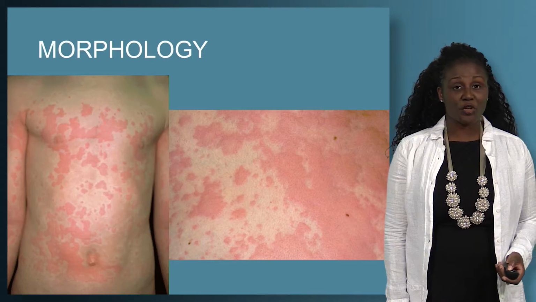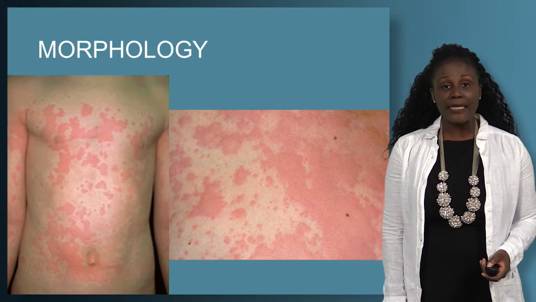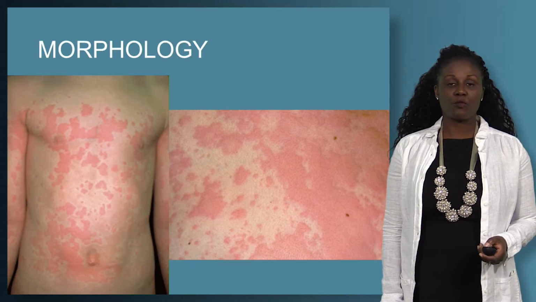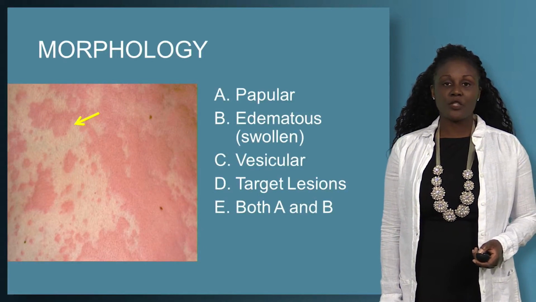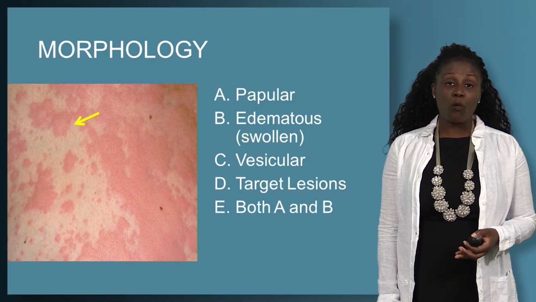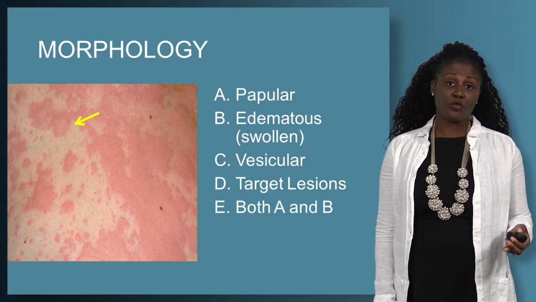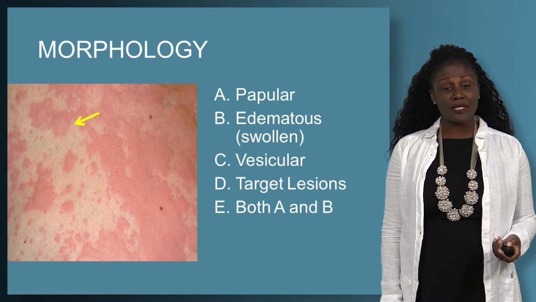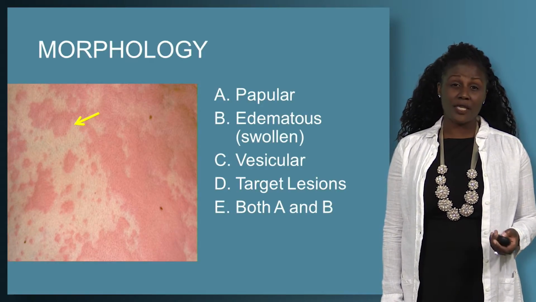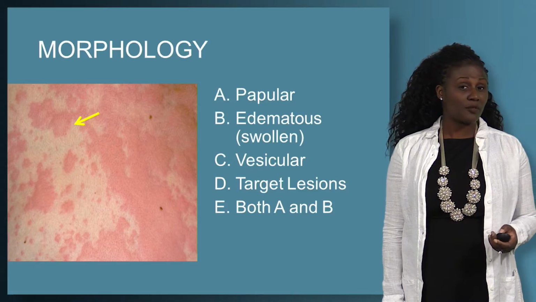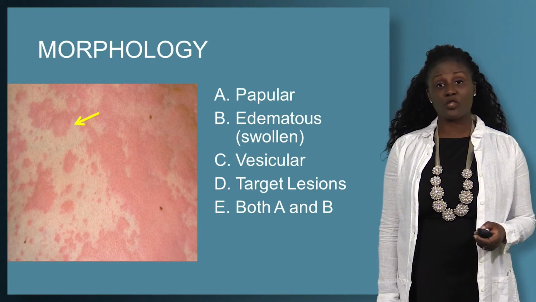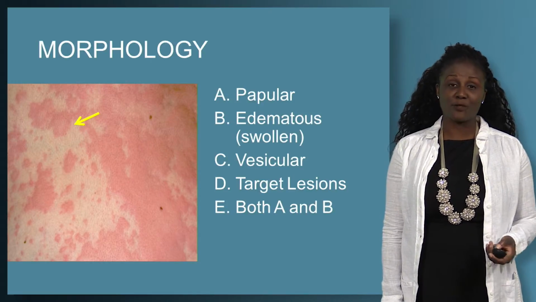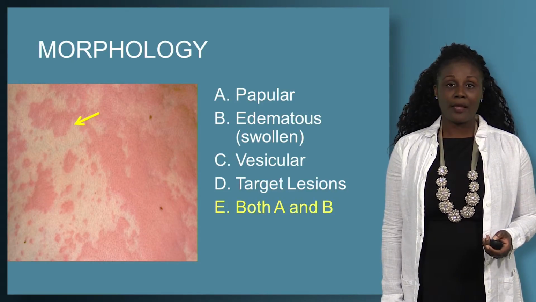So again, in dermatology, we go back to our morphology, and we see this young individual with these swollen, edematous red papules. What term would we use in morphology to describe these lesions? We could call them papular, edematous or swollen, or vesicular, but those are small fluid-filled lesions. We could call them target lesions, or we could call them both papular and edematous, which is what we will call them.